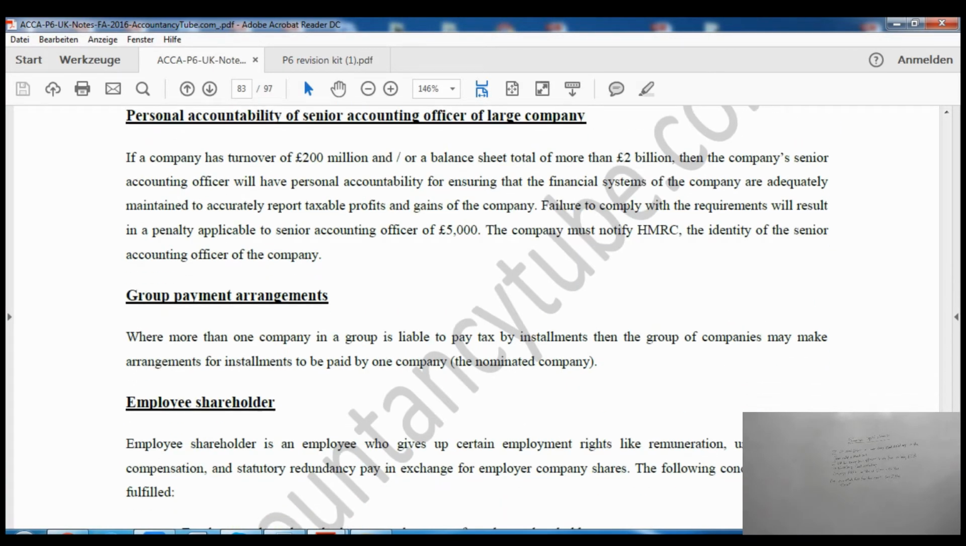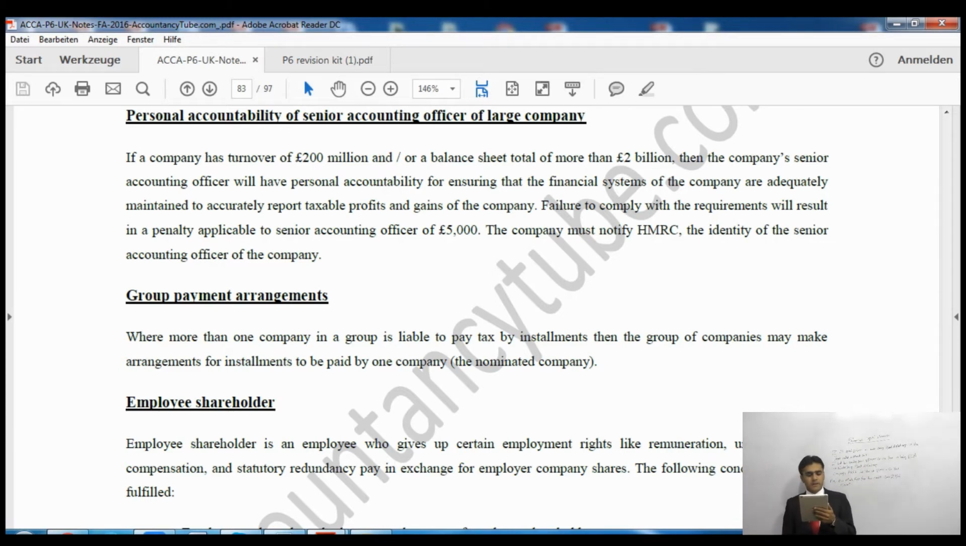Anyway, let's move forward. Personal accountability of the senior accounting officer of a large company. Now say for example if you are an accountant in a large company. Now what does large company mean? It says a turnover of £200 million and a balance sheet total of more than £2 billion. It is called a large company for these purposes.